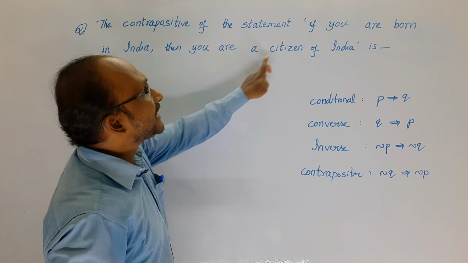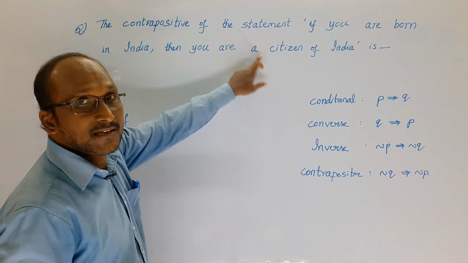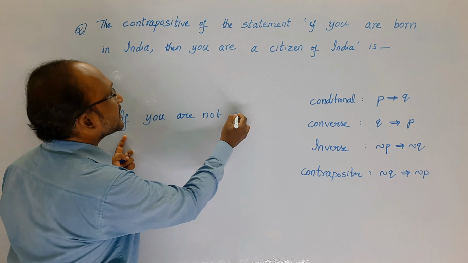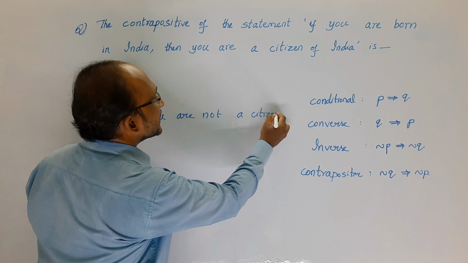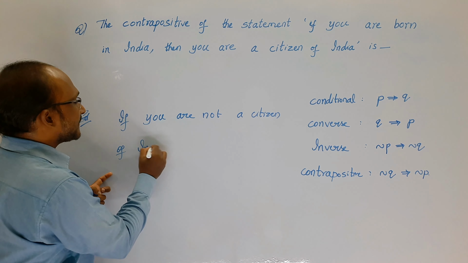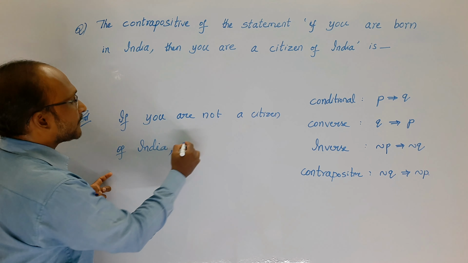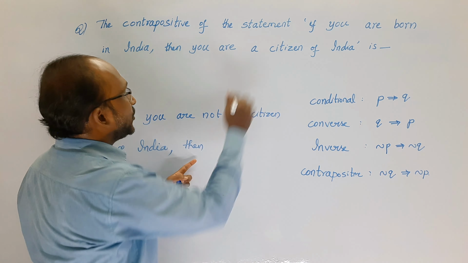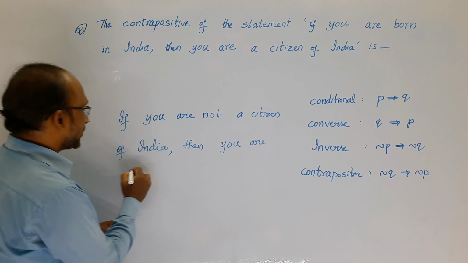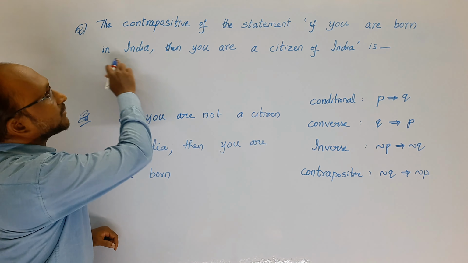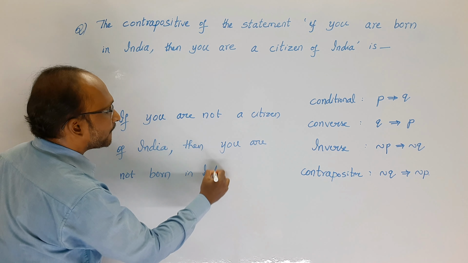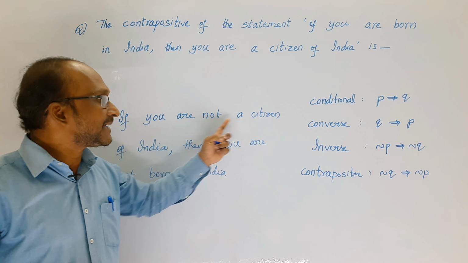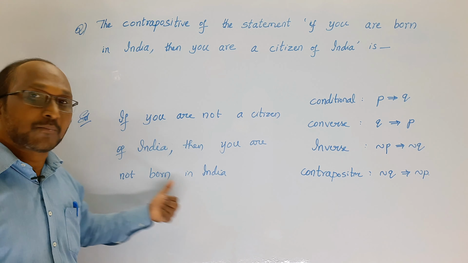So, what is the conclusion? You are a citizen of India. So, first you have to write this conclusion with negation. That's why if you are not a citizen of India, then we have to write this hypothesis as conclusion with negation: then you are not born in India. This form is called the contrapositive of the given conditional. That is, if you are not a citizen of India, then you are not born in India.